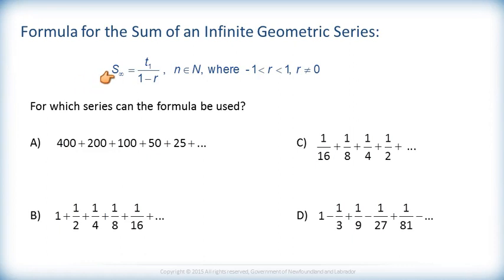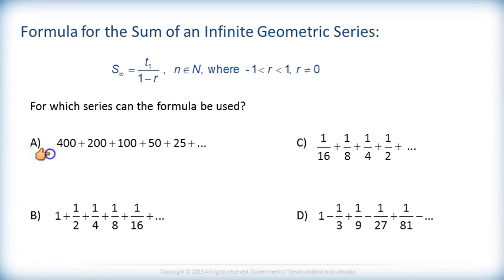The sum of an infinite number of terms of an infinite geometric series is equal to the first term divided by 1 minus the common ratio. Now we have to meet the condition though that the common ratio has to be between -1 and 1. Can't have a common ratio of 0 either. For which series can the formula be used out of these four?